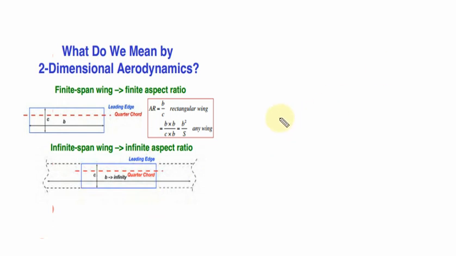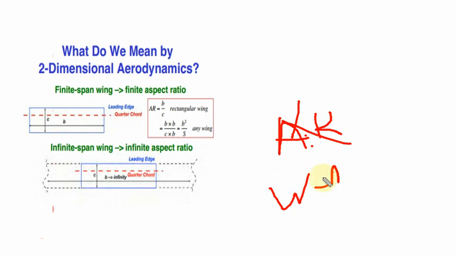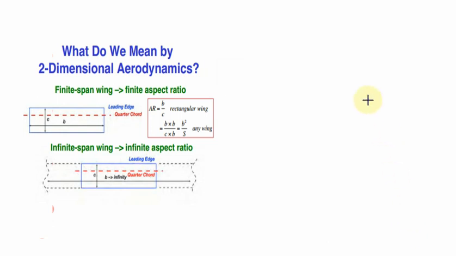Suppose I am having the airfoil, the aspect ratio I cannot find. Suppose I am having the wing section, I can find the aspect ratio. So this is the main difference between two-dimensional flow and three-dimensional flow, because the airfoil is two-dimensional and the wing section is three-dimensional. So that is why the analysis of airfoil and wing section are different.